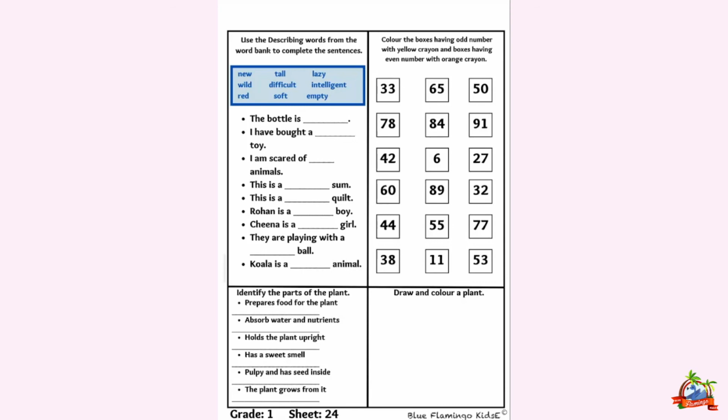And the last question, draw and color a plant. Ek plant ki picture draw karni hai aur usko color karna hai. How many parts does a plant have? Roots, stem, leaves, fruit, flower, seed, leaves, all these are the parts of a plant. So you have to draw a plant and color it.